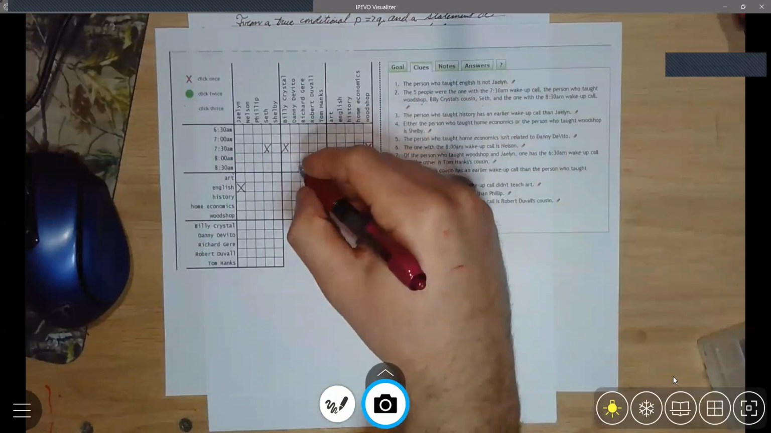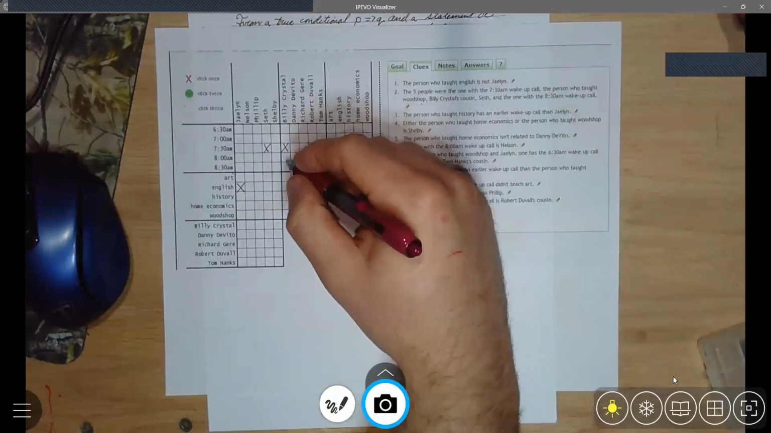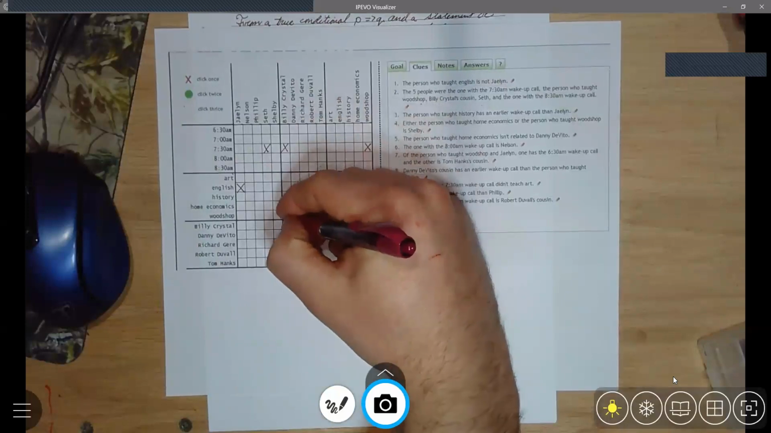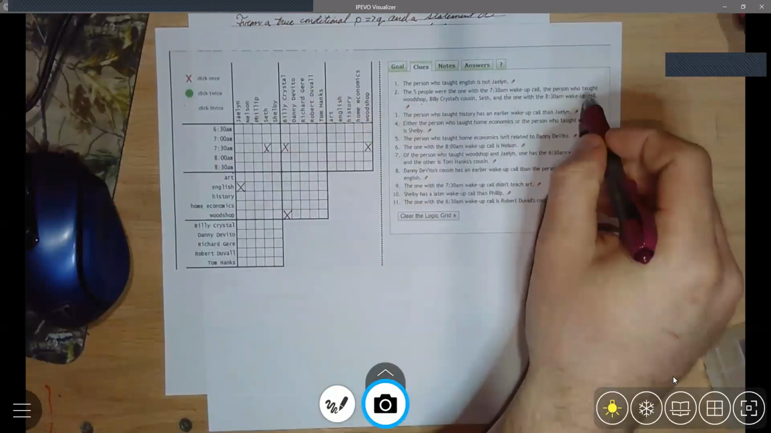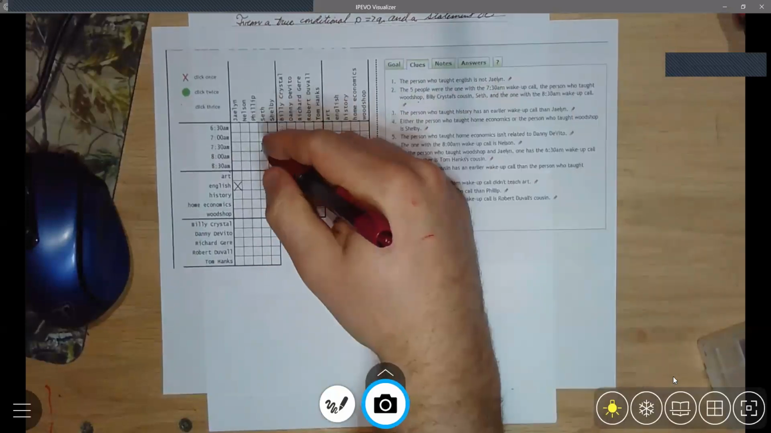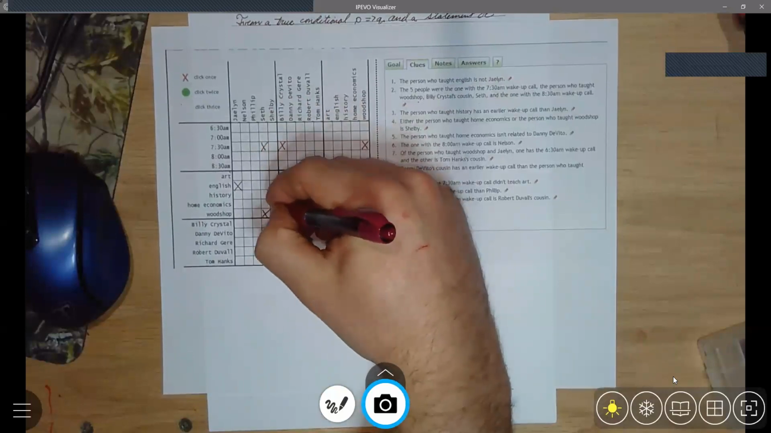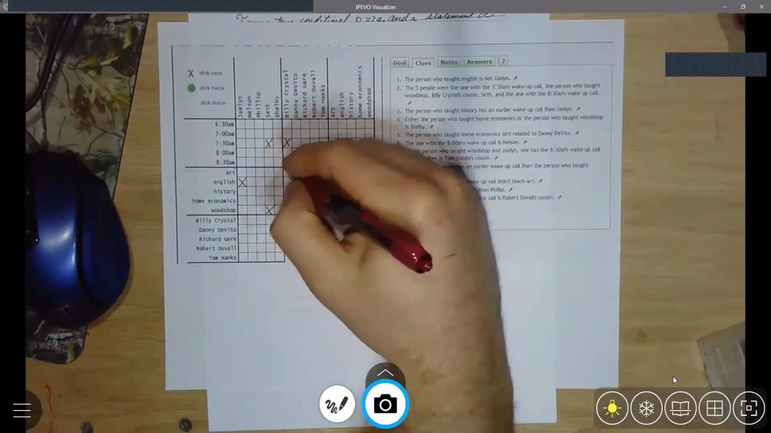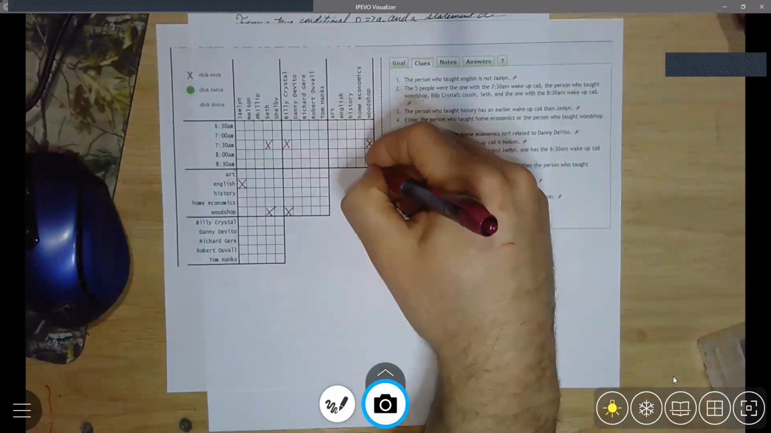Now I'm going to do the person who taught woodshop is not Billy Crystal. So we look at Billy Crystal and woodshop, that's here. And then the woodshop person is not Seth. So Seth, woodshop, here. And then the one with the 8:30 wake-up call is not woodshop either. So 8:30 woodshop. So you're seeing here how having the grid set up this way is useful to eliminate possibilities.